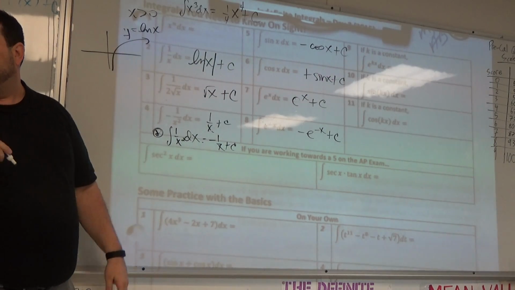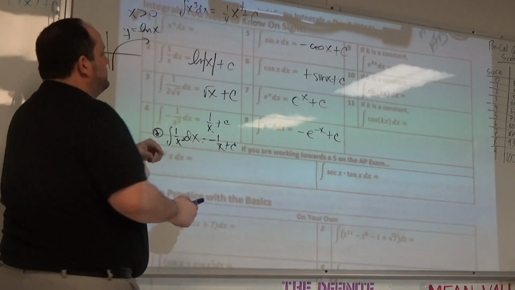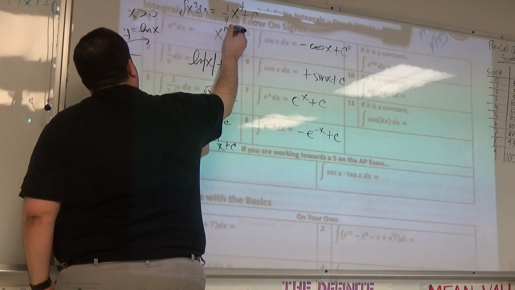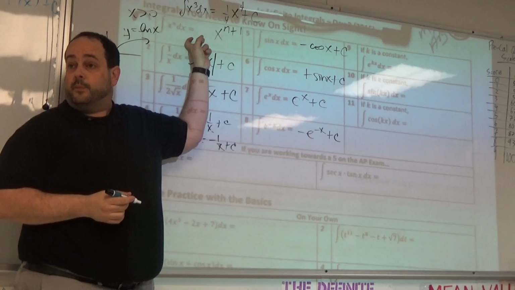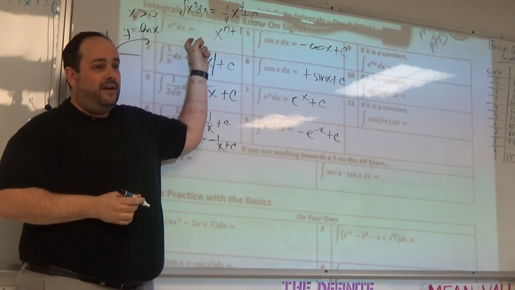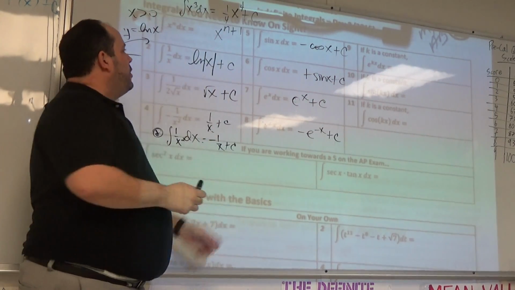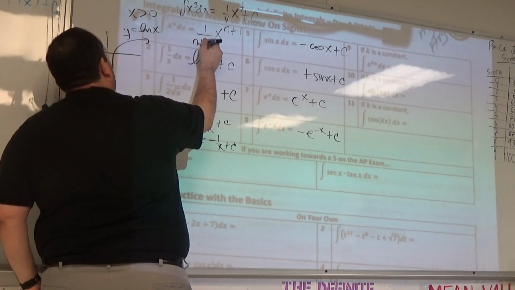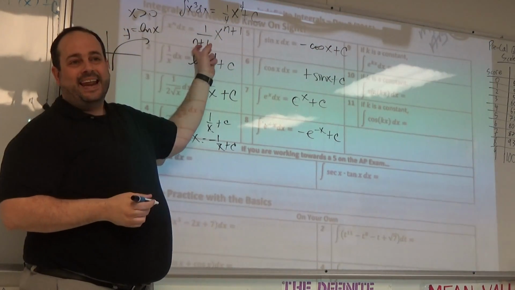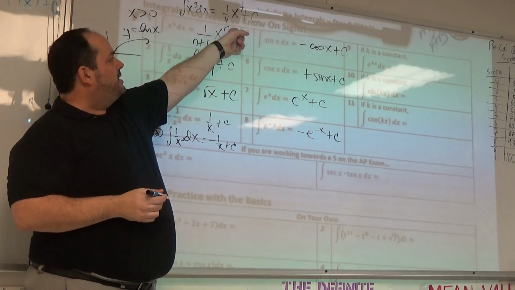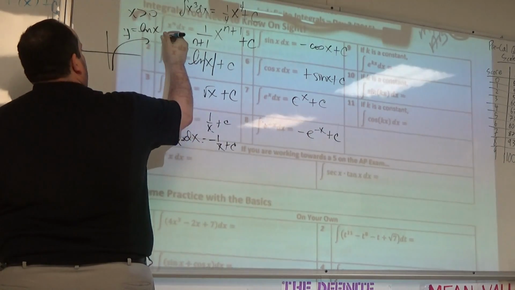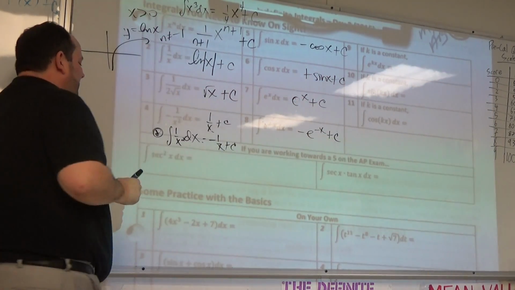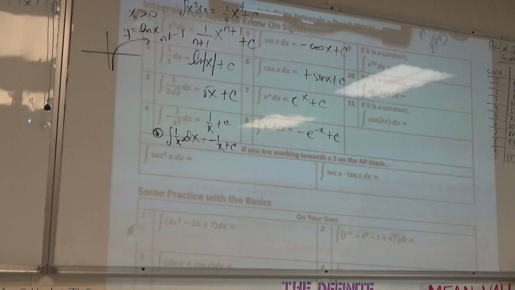So the other one would be 1 over n plus 1 times x to the n plus 1. Okay, normally I focus on the exponent first. I think the exponent has to be 1 bigger than what I have over here. And then what do I have to do? 1 over n plus 1, because I'm dividing by that new exponent. Add 1 to the exponent, divide by the new exponent, plus c. And for right now, we're just going to put a little note that n cannot be equal to -1. We'll talk more about that later, but time is ticking.